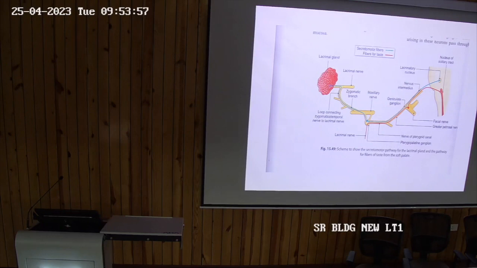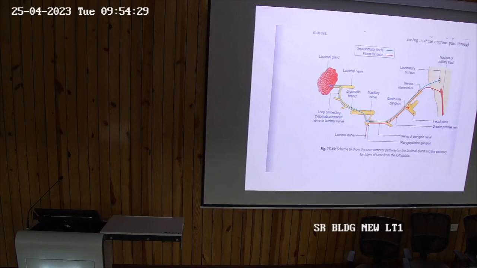They descend downwards in the petrous part of the temporal bone and run their course downward along with the greater petrosal nerve. This greater petrosal nerve, which is part of the genicular ganglion, and the nerve fibers join here, relaying in the pterygopalatine ganglion. The postganglionic fibers of the pterygopalatine ganglion run along with the maxillary nerve.